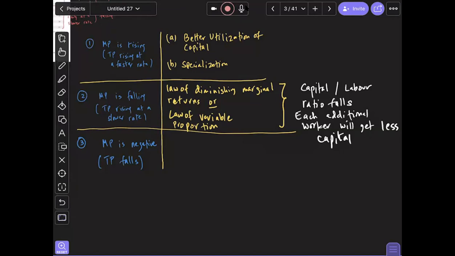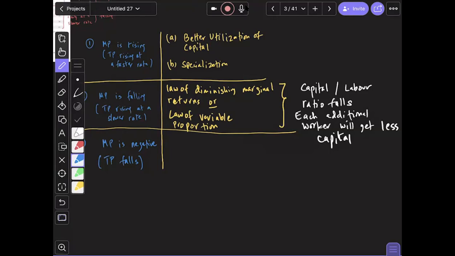What happens when MP is negative? When MP is negative, guys, we say that this happens basically like in my table example. If you keep on adding workers, there comes a point, what if the seventh guy comes and he topples the table because let's say there's not much space? Or what if we end up having a negative productivity?